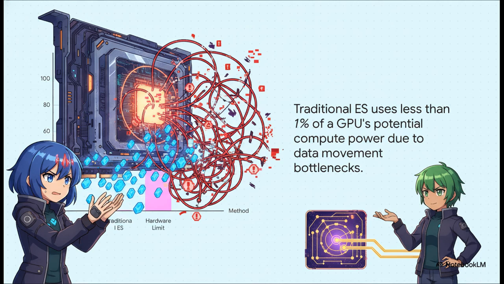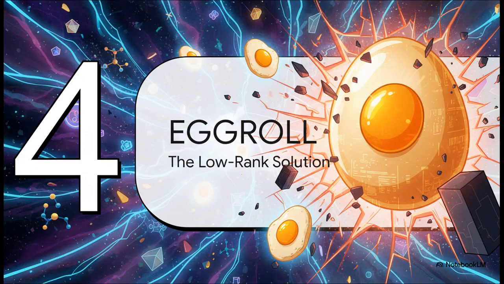And when you look at the numbers, it's just sad, honestly. A traditional method like OpenES uses less than 1% of a modern GPU's potential power. We're talking 0.41%. All that incredible hardware is just sitting there, starved for work because of this data bottleneck. So how do you fix it? This is where the breakthrough comes in.